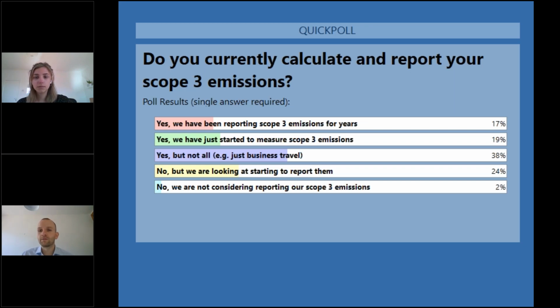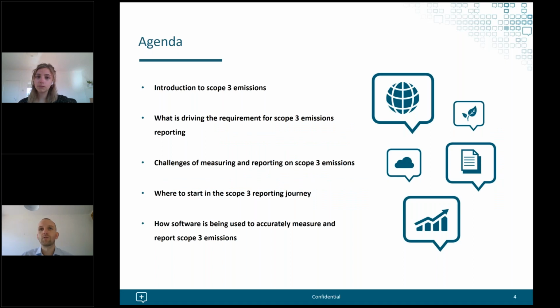So you are reporting maybe some of the core categories, business travel, waste, water perhaps, but not the wider options. So that's great to hear. And as we go through the content today, we'll have a look at some of those wider categories and how we can help in that space.